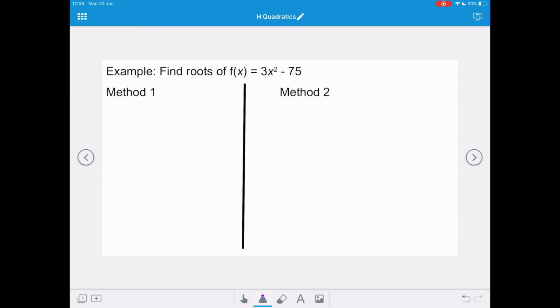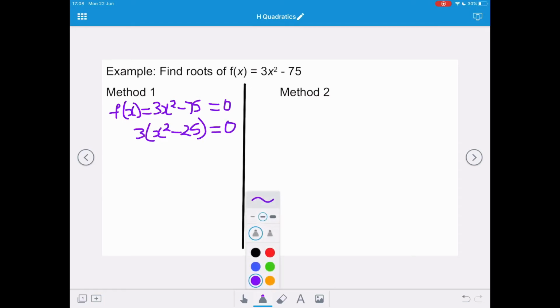Now when we're solving with two terms, there are two methods. So if we want to find the roots of f of x equals 3x squared minus 75, we want to equate it to 0 to find the roots and use our factorizing checklist. So we've got f of x equals 3x squared minus 75 equals 0. We're looking for a highest common factor, so we've got 3 upon x squared minus 25 equals 0.